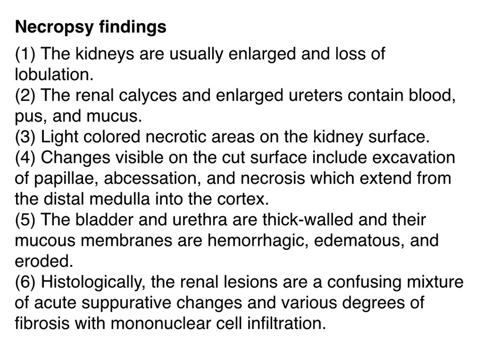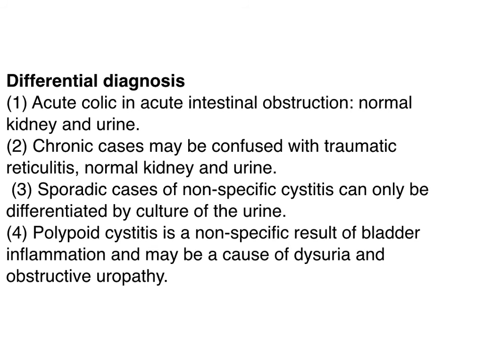Histologically, the renal lesion is a confusing mixture of acute suppurative changes and various degrees of fibrosis, with mononuclear cell infiltration. Differential diagnosis: acute colic and acute intestinal obstruction, with normal kidney and urine. Chronic cases may be confused with traumatic reticulitis, with normal kidney and urine. Sporadic cases of non-specific cystitis can only be differentiated by culture of the urine. Polypoid cystitis is a non-specific result of bladder inflammation and may cause dysuria and obstructive uropathy.